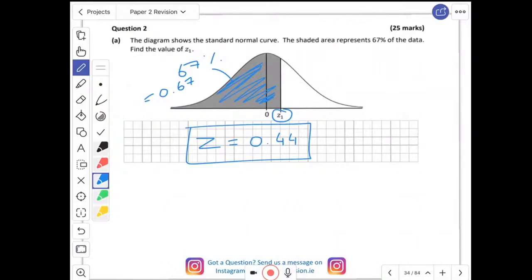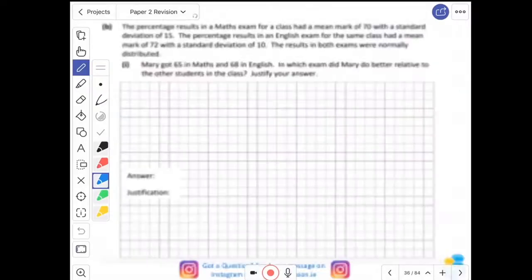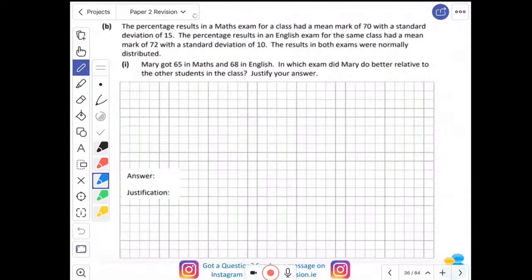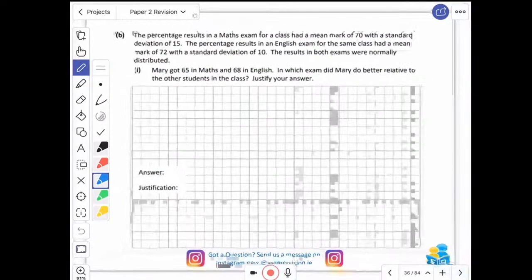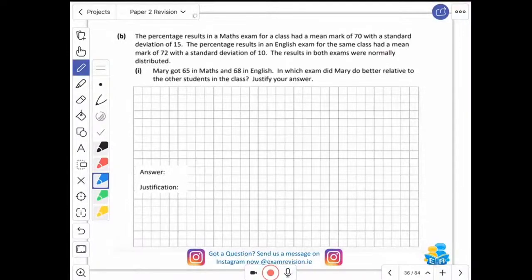Okay, next question. So this is where we're going to use our standardizing formula. So it says the percentage results in a maths exam for a class had a mean of 70 with a standard deviation of 15. The percentage results in an English exam for the same class had a mean of 72 and a standard deviation of 10. The results in both exams were normally distributed. Okay, so straight away we're seeing that word normally distributed. We're thinking, right, we're probably going to have to use one of those pieces of information in a minute.